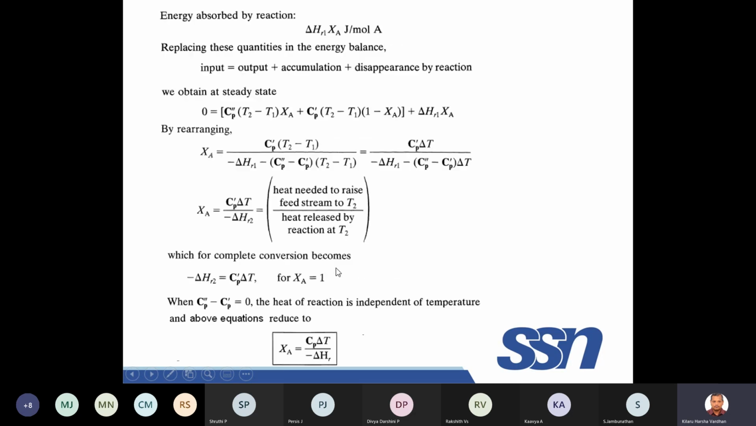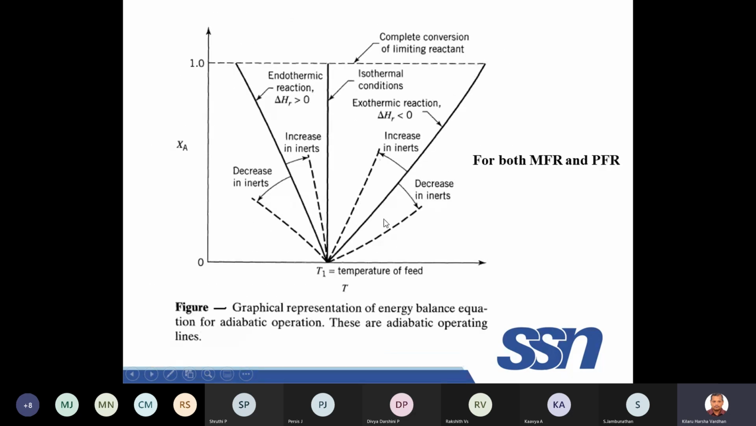And then if the delta HR is negative for an exothermic reaction, therefore negative of a negative becomes positive and the slope becomes positive. That is what you get like this. And delta HR is positive for an endothermic reaction, so minus delta HR becomes negative here. Therefore, this is for endothermic reactions. And if you have some inerts, then you see the vertical line is for isothermal condition.